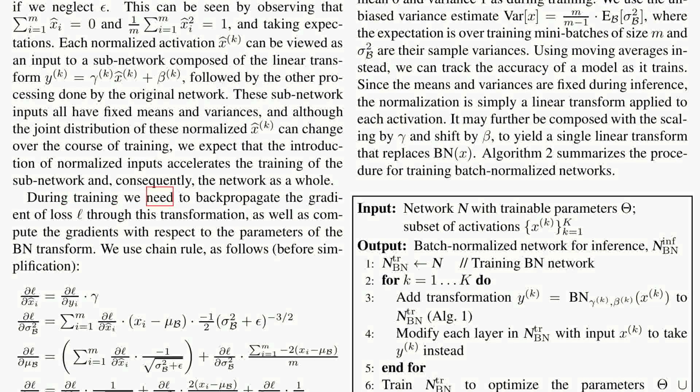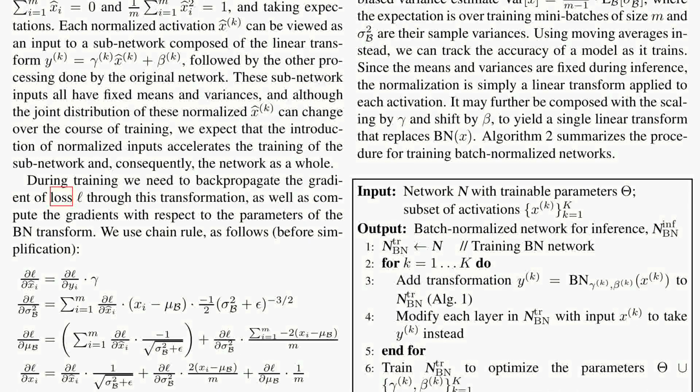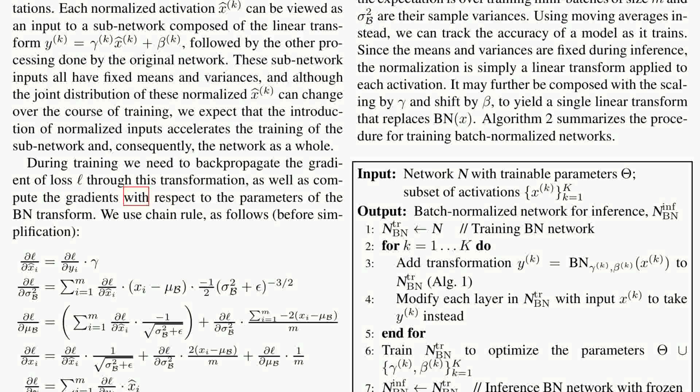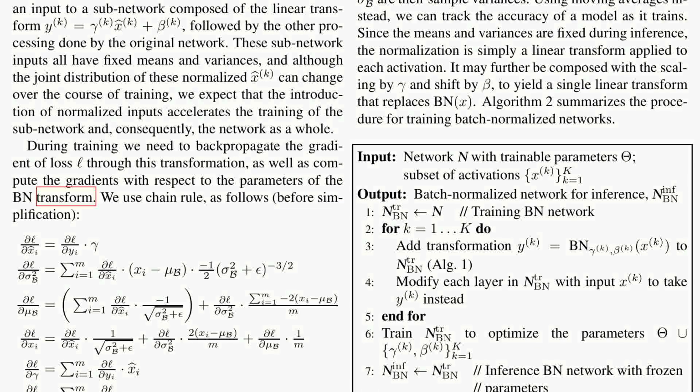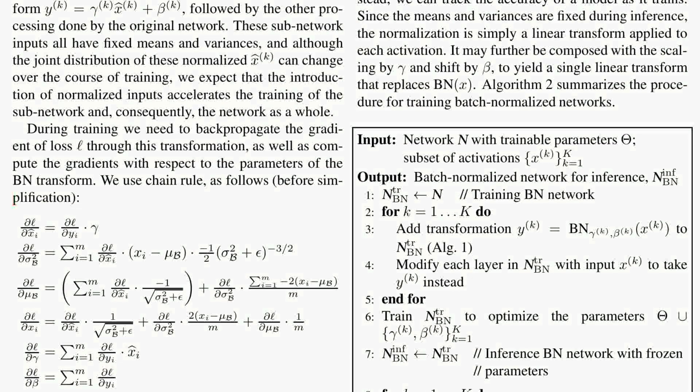During training, we need to backpropagate the gradient of loss ℓ through this transformation, as well as compute the gradients with respect to the parameters of the BN transform. We use the chain rule as follows, before simplification.